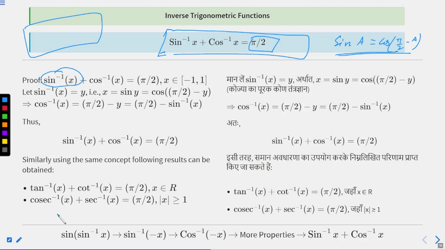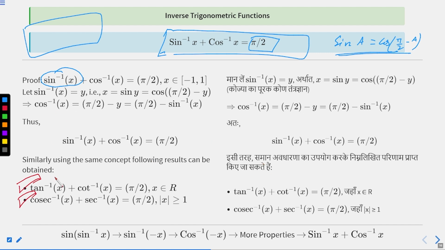Okay, I hope that it is clear to you. Now in a similar manner you can prove it for tan inverse: tan inverse x plus cot inverse x is also equal to pi by 2. And in a similar manner you can prove that cosec inverse x plus sec inverse x is also equal to pi by 2. I am leaving this for you. These are simple ones.